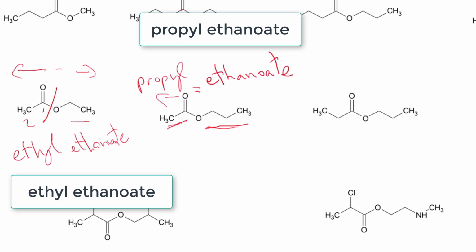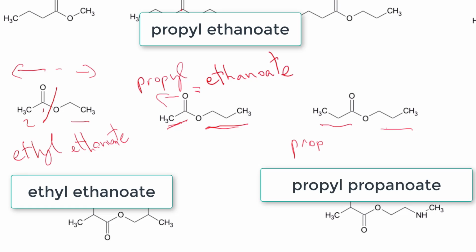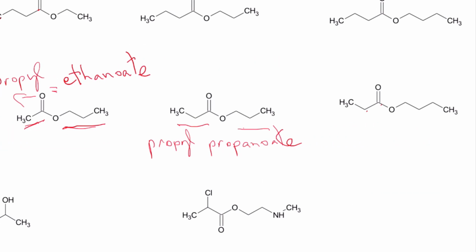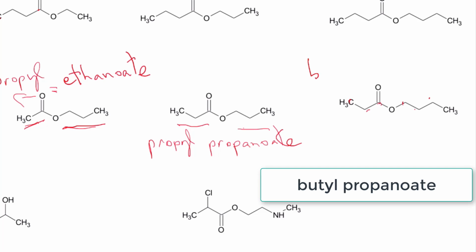Similarly now, I've increased the carbon chain on the acid side to a 3 carbon chain. So this is a propyl propanoate. And finally, another example here, 1, 2, 3 carbons. So this is a propanoate, 1, 2, 3, 4 carbons on this side. This is a butyl. So 1, 2, 3. So this is a butyl propanoate.